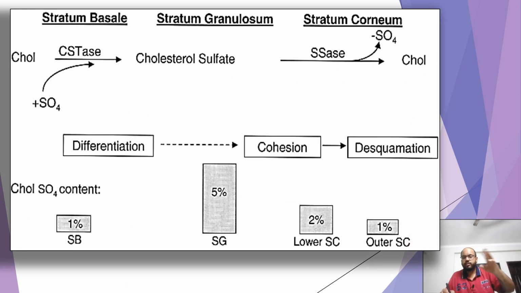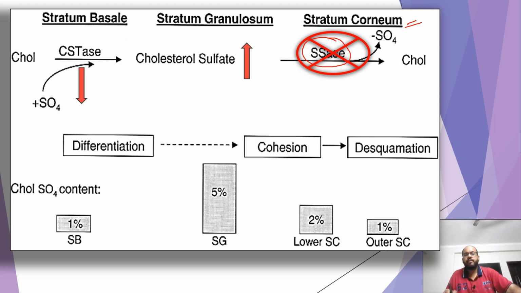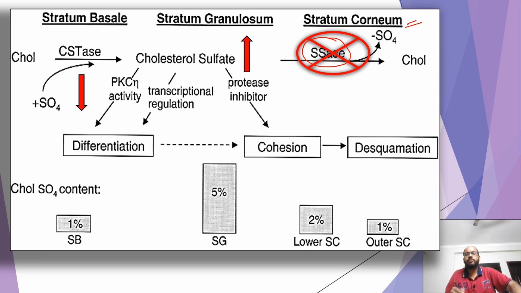Now, this is the pathophysiology of X-linked ichthyosis. You have cholesterol sulfate, and this is the steroid sulfatase, the enzyme that we are talking about at the level of stratum corneum. If this enzyme is not there or mutated, like we have in XLI, you have accumulation of cholesterol sulfate. Now, this accumulation of cholesterol sulfate leads to PKC activity increase, transcription regulation, and protease inhibition. Now, protease is required for proper desquamation. If this is inhibited, desquamation will not occur.